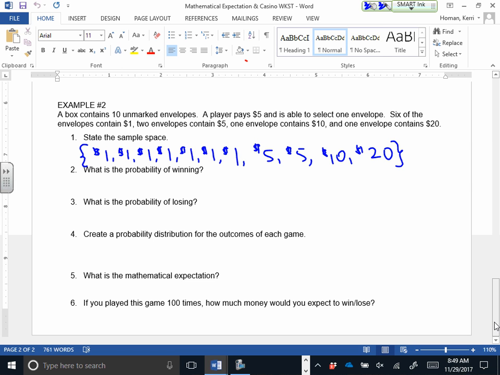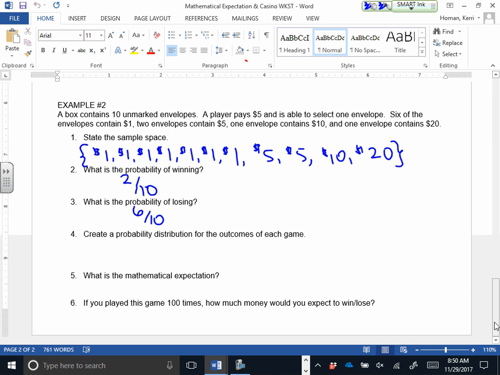What is the probability of winning? How many different ways can we win? There's actually 2 different ways to make money, right? We can draw the $10 bill or we can draw the $20 bill. So right here, I'm going to say, well, technically there's a 2 out of 10 chance of winning. Okay. How many ways are there for you to lose money? 6 out of 10. Now, Mrs. Holman, that doesn't add up to 1. That's okay. It is possible to break even in this game. You're not winning and you're not losing.